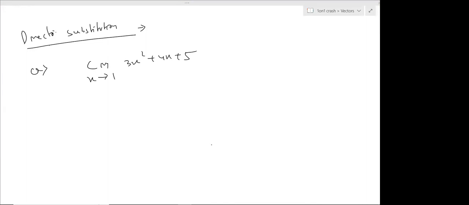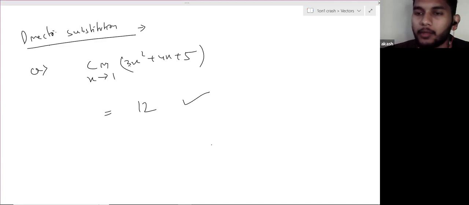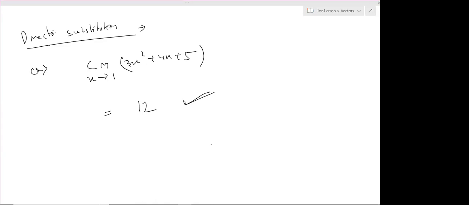What we do here is try to put the value of x as 1 directly in the function. This is the function. So just put x equals 1. If you put x equals 1, this is 12. So this is the answer, because 12 is defined. So this 12 will be the answer.